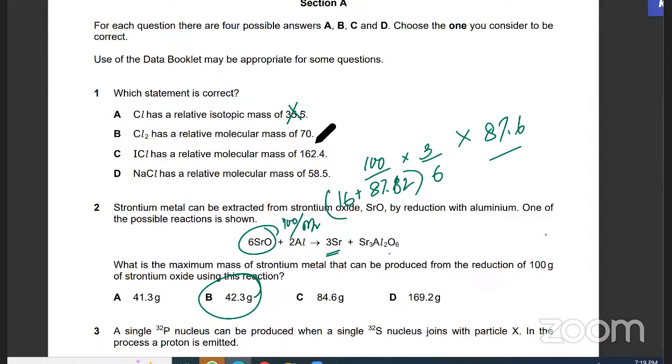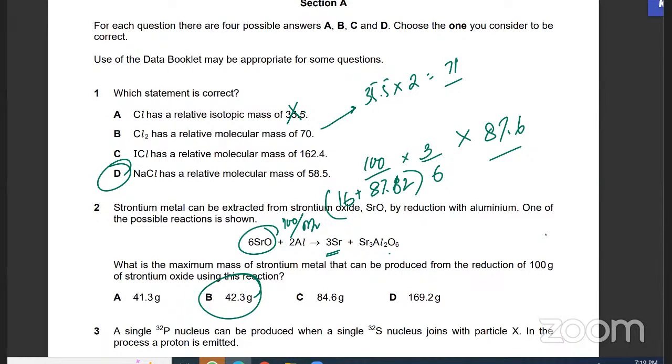Cl2 has a relative molecular mass of 70. Is that true? No, it's 71. It's 71 because according to the periodic table, the AR of Cl, the relative atomic mass, or the average value, is 35.5. And if there are two of them, then for Cl2 the average value comes out to be 71. ICl has a relative molecular mass of 162.4. I mean, the last one is correct. You get D is correct.